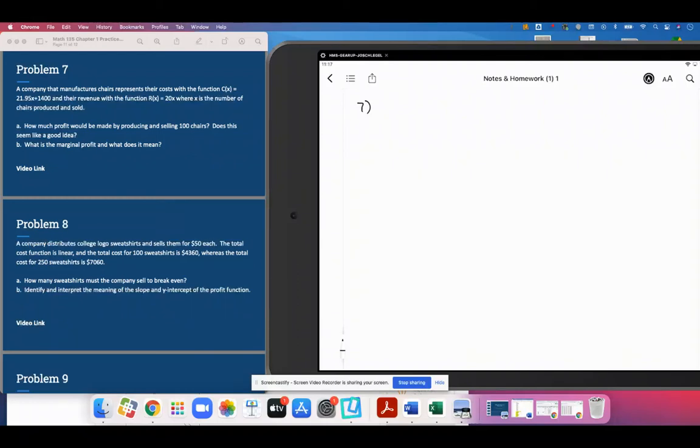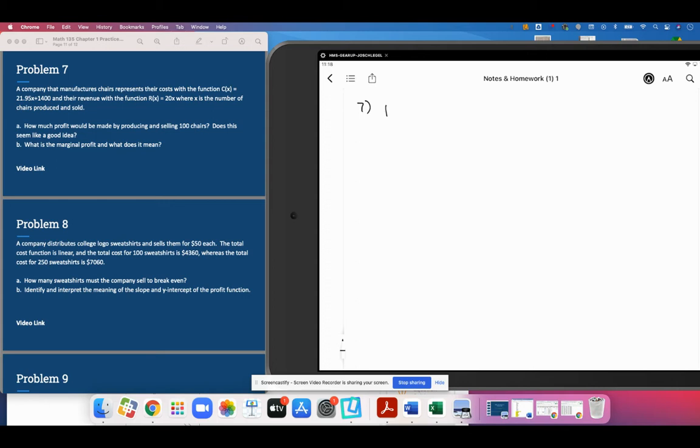So for number 7, we have a company that manufactures chairs. They represent their costs with the function that's right there, and their revenue with that function, where x is the number of chairs produced and sold. And so we are asked to find the profit made by producing and selling 100 chairs, and then answer the question, does this seem like a good idea? So let's go ahead and get started with it, everyone.